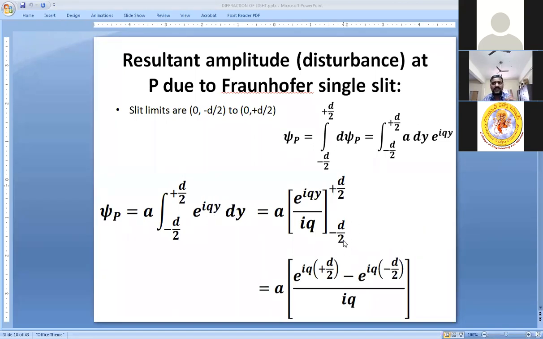Here, if you are clever enough, you should ask one question. You are taking q as constant, but if you take a closer look, q is actually 2 pi by lambda sine theta. So q is not really constant, there is a variable theta. If you are clever enough, you should ask me that theta is there, how can you integrate? Well, let me come back to the previous slide.